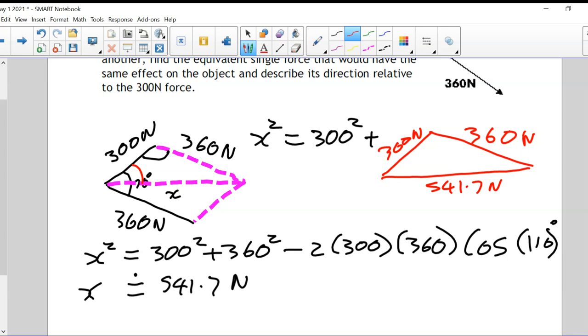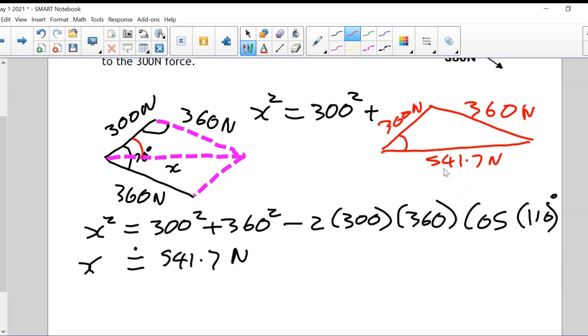So if I want to use the cosine law this time, I'm going to remind you what angle we're trying to find. We're trying to find that angle inside here. You can use the cosine law to find a missing angle if you have all three sides. We do have all three sides. We have the 300 Newton side, this side right here, or the 360 side right here. We have the 541.7, which we just figured out right here. And we're trying to find this angle between this side and the 300 Newton side.